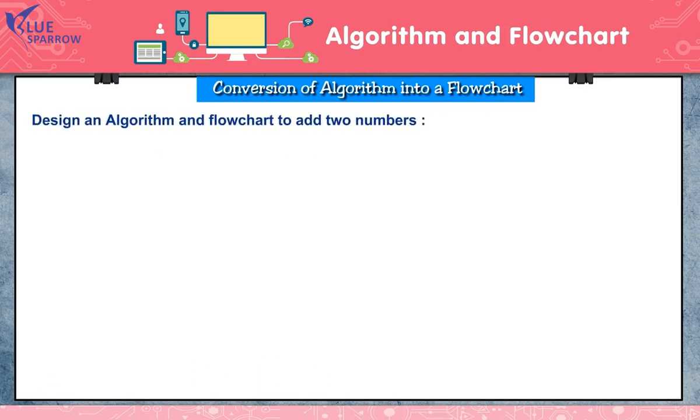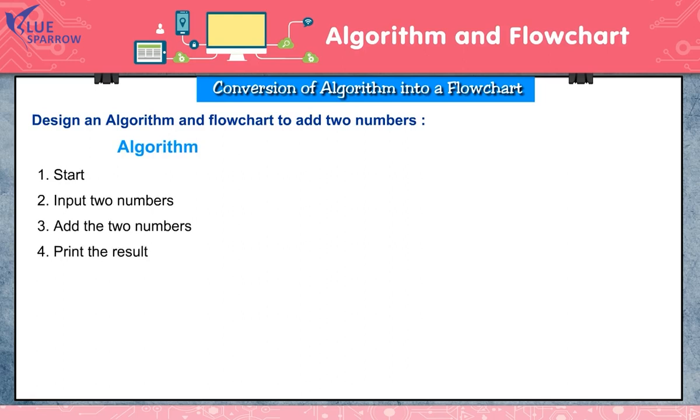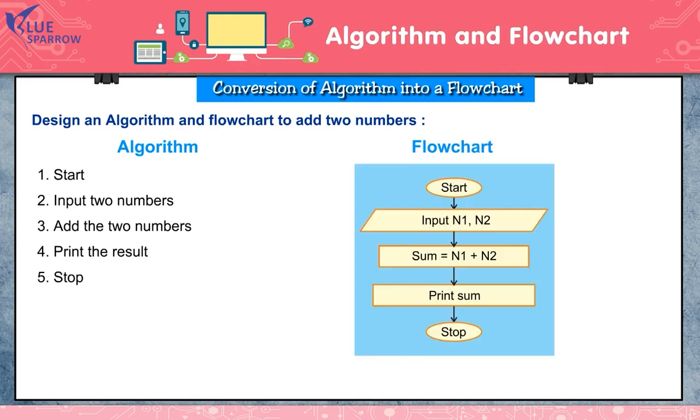Stop. Design an algorithm and flowchart to add two numbers. Algorithm. Start. Input two numbers. Add the two numbers. Print the result. Stop. Flowchart. Start. Input N1 and N2. Sum equals N1 plus N2. Print sum.